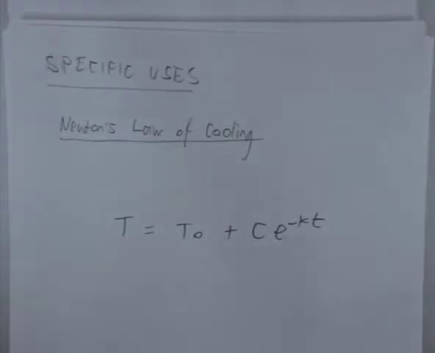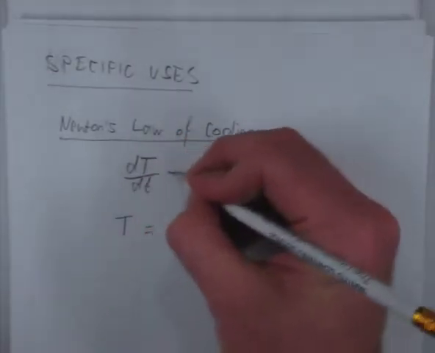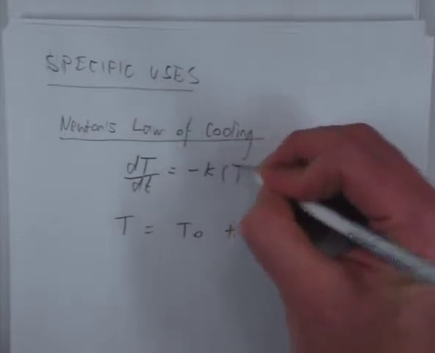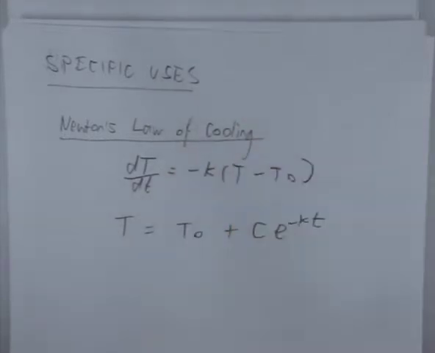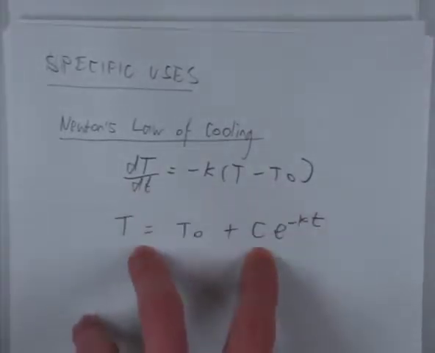I don't think we did that, did we? Well, the reason it's in this part of the course is because it's a differential equation. So it's probably worth knowing what it is. dT on dt equals negative k times T take T naught. Awesome. Okay, yeah, I remember. So this here is the differential equation, and this here is the solution.